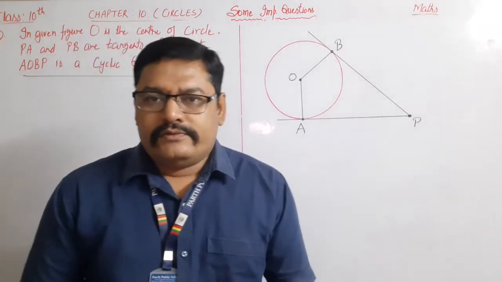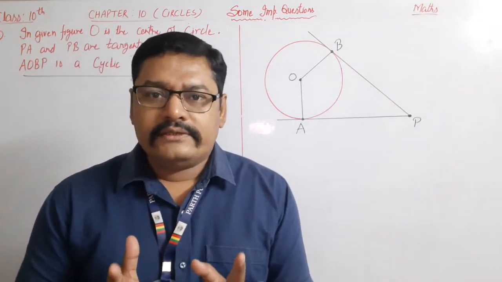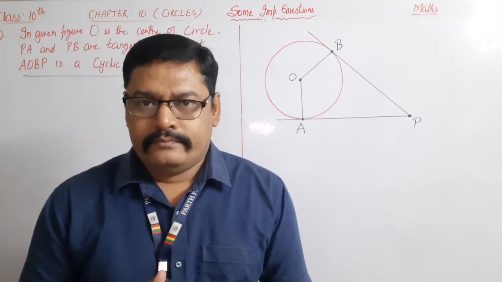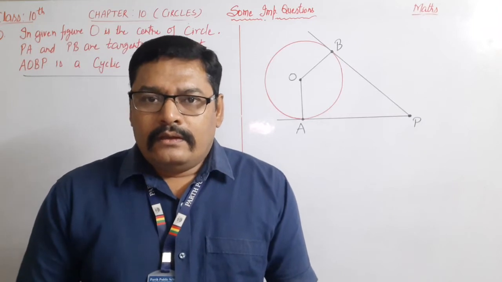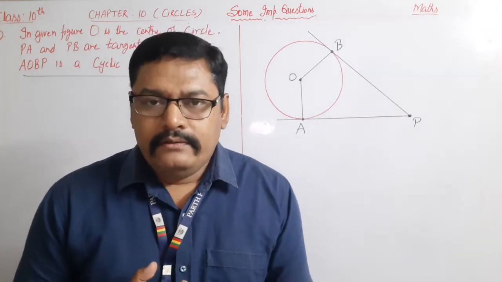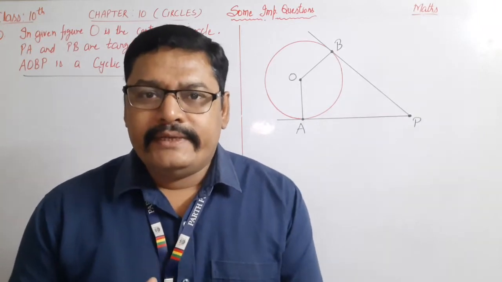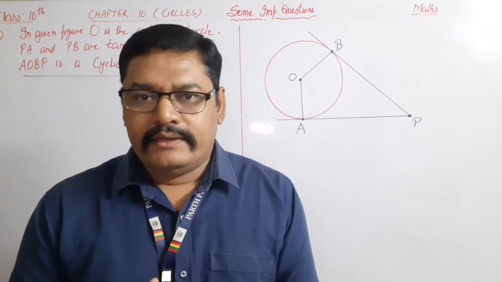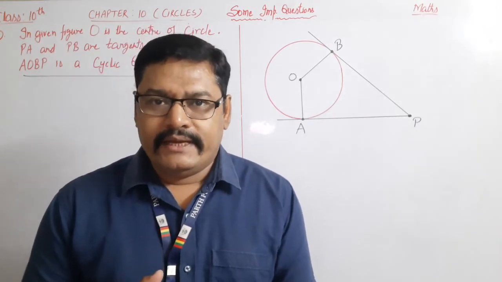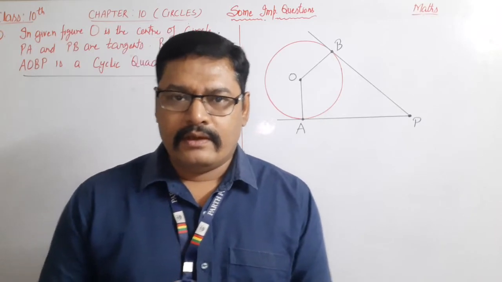So we will solve this question, but first of all, students, do you know what is a cyclic quadrilateral? Cyclic quadrilateral. If in a quadrilateral the sum of opposite angles is 180-degree, then we say that this is a cyclic quadrilateral.